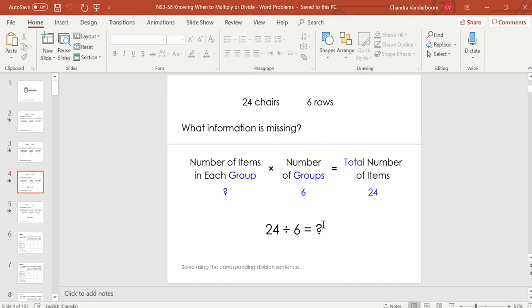Well, if we do our skip counting, since most of us haven't gotten to the 6 times tables yet, if we do our skip counting by 6s, we'll be able to solve this. So fists up and let's do our skip counting. Fingers up when we count. Ready? 6, 12, 18, 24. You should have 4 fingers up, which shows us that 24 divided by 6 equals 4 chairs in each row. So that's what we did last week.